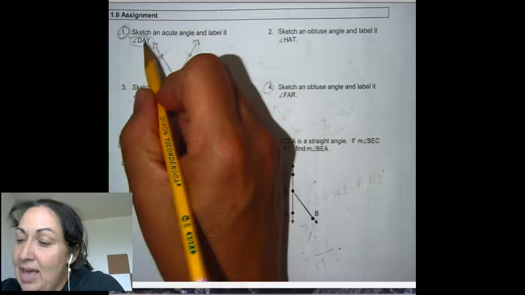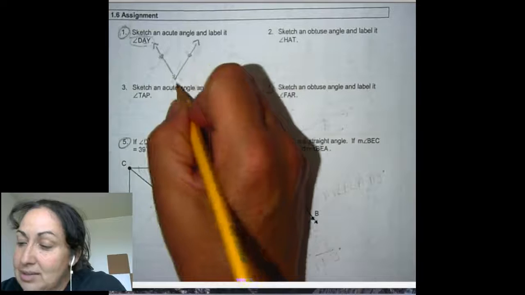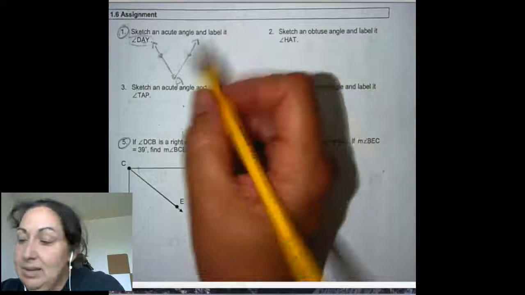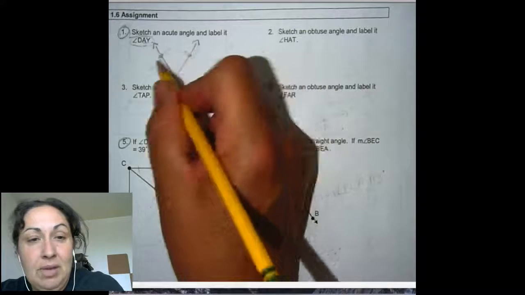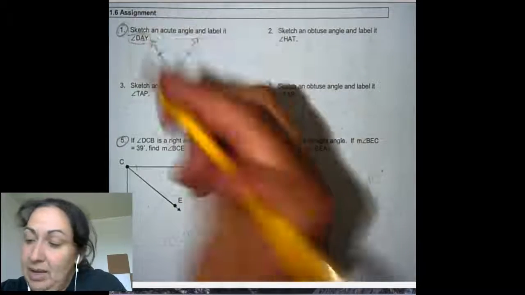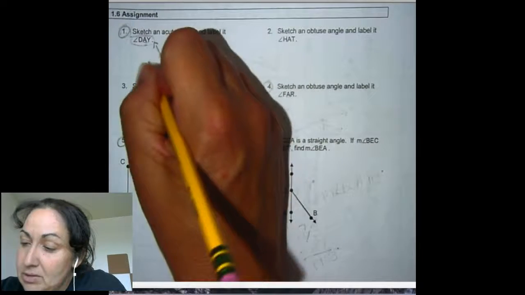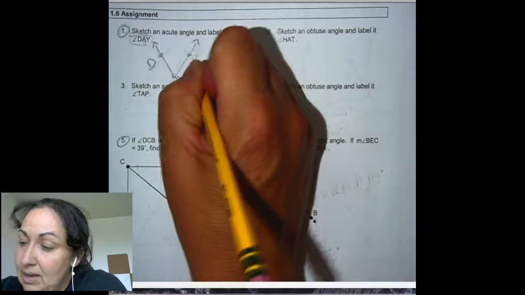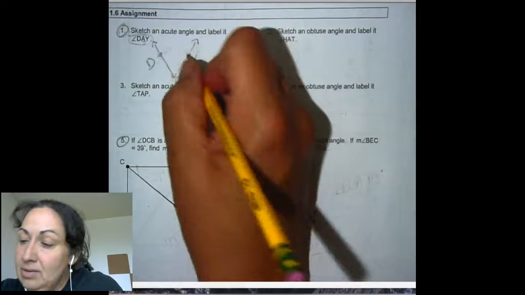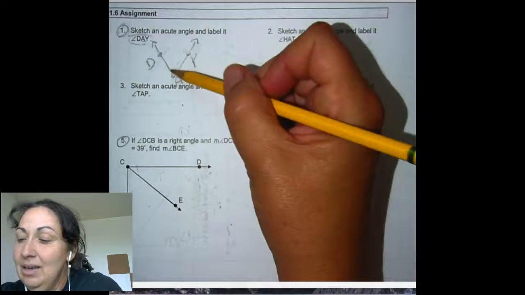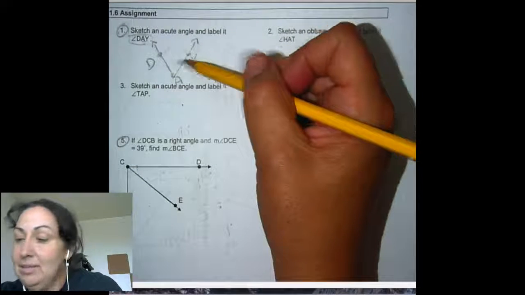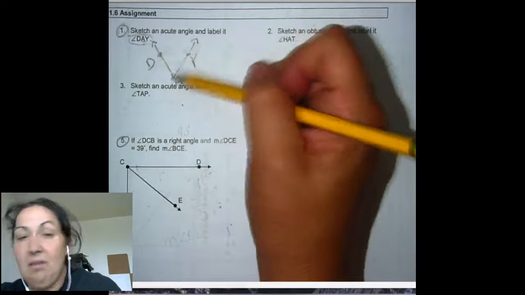And since A is in the middle, A has to be our vertex. And then points D and Y could be on the other two ends of the rays, so it wouldn't matter. So I'm going to label this one capital D and this one capital Y. So we have ray AD and ray AY to make up this angle DAY.